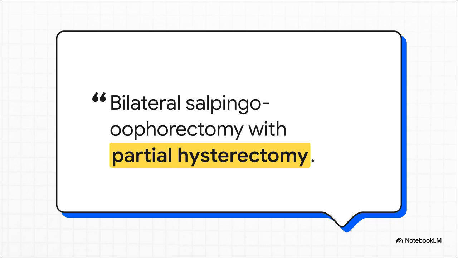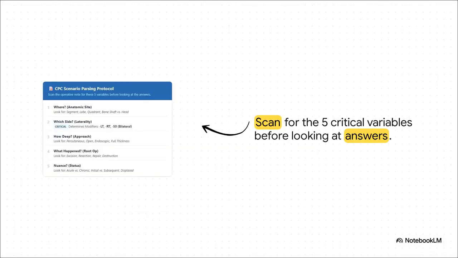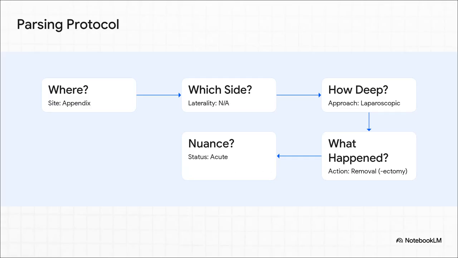Okay, it's time for case study 4, our macro application. We've got a full operative note right here. I challenge you to dissect this step by step. Don't panic when you see a big block of clinical text like this. We have a solid protocol to handle it. Whenever you tackle notes like that, you need to lean on this 5-variable parsing protocol. I strongly urge you to use this method before you even look at the multiple choice answers, okay? Just scan the note and extract these 5 things. Where is it? Which side is it? How deep did they go? What happened? And what's the nuance? So let's walk through that exact extraction together.